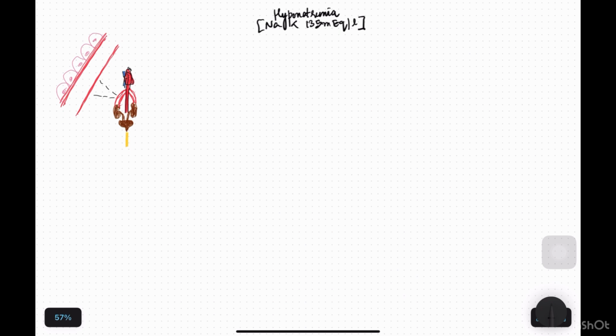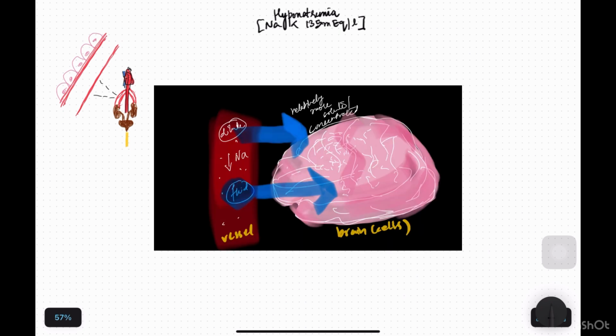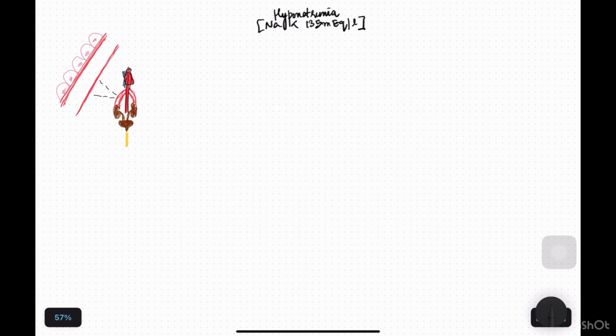The clinical features that you see are going to be mostly vague or neurological, because once the sodium decreases, there's going to be an osmotic intracellular water shift, right? Which will cause cerebral edema. So usually neurological issues. If this hyponatremia develops in less than 2 days, it's going to be acute. If it takes more than 3 days, it's going to be chronic.